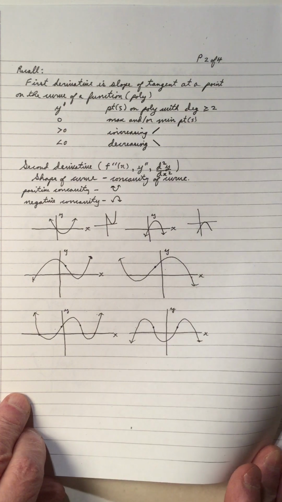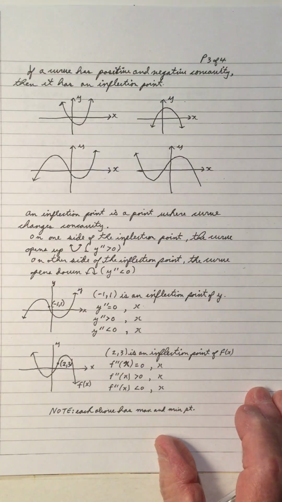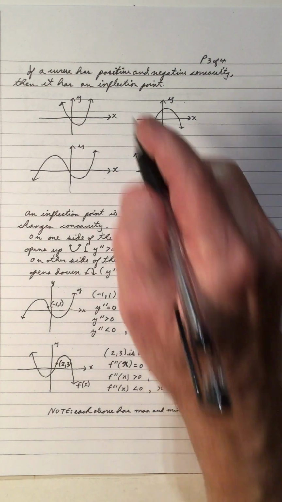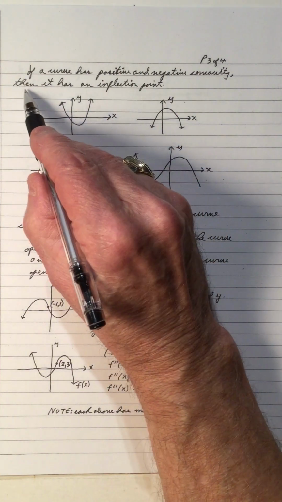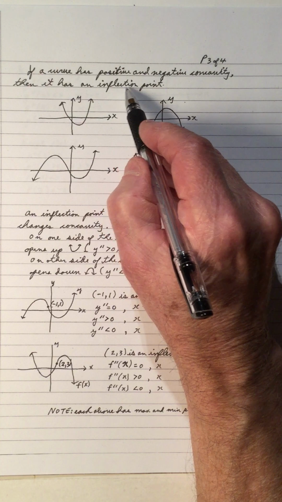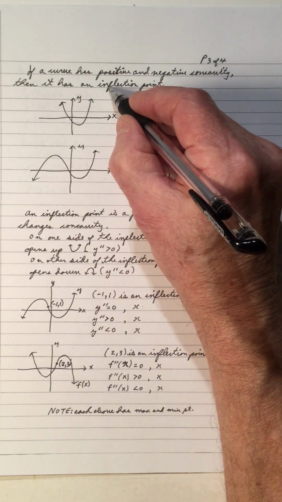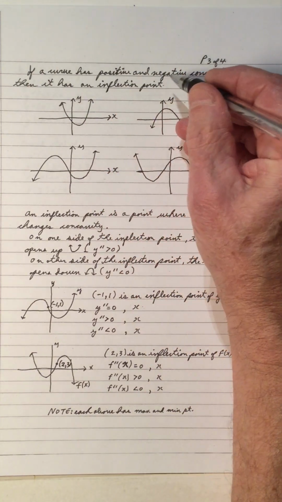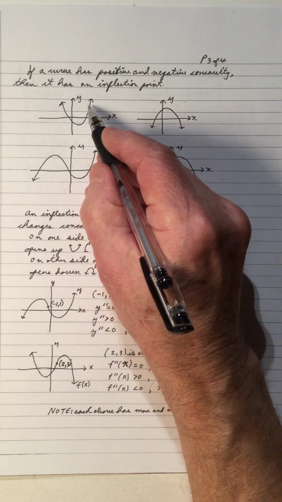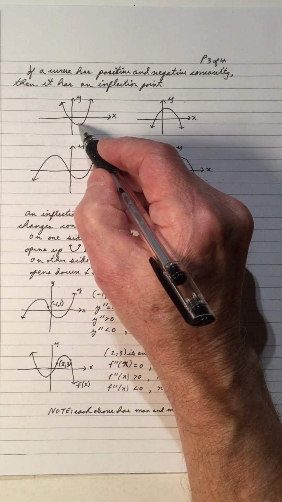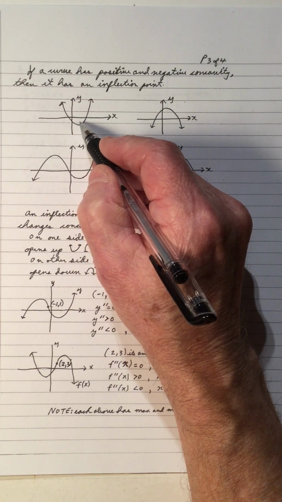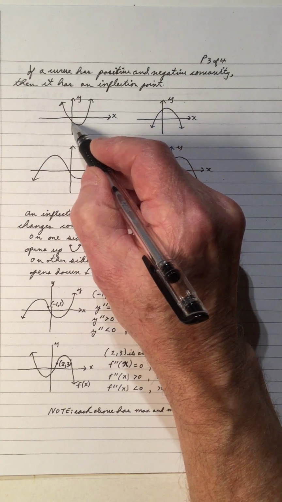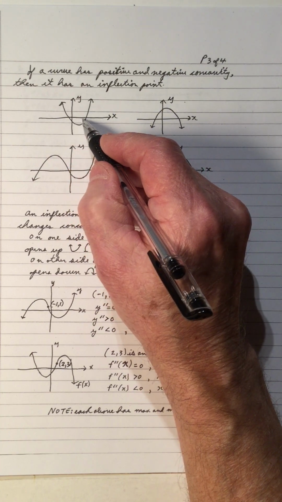And we get used to this. This is what I'm going to do more work on in the videos that follow this one. If a curve has a positive and a negative concavity, then it has an inflection point. So this parabola opens upward, but it doesn't open downward. It only opens one way, so it has no inflection point.